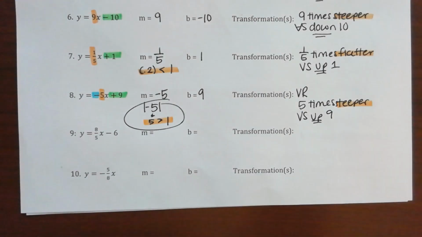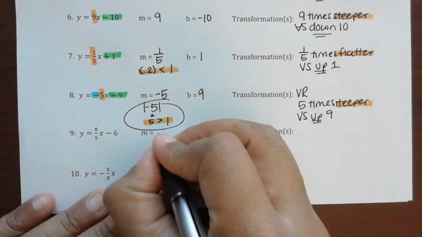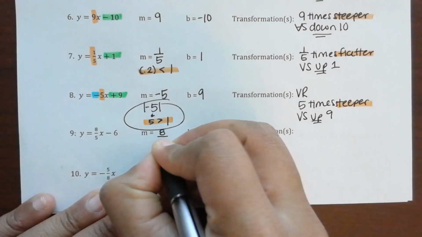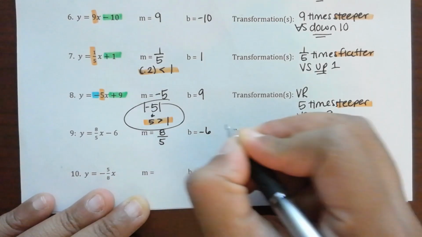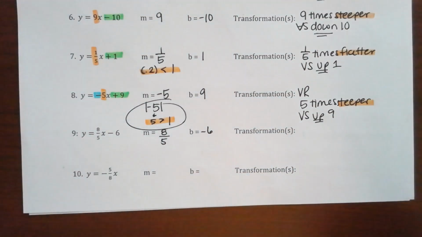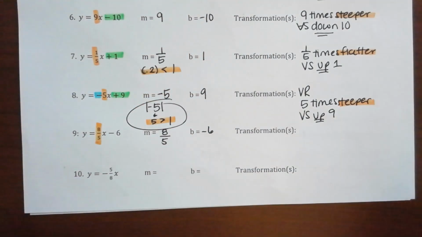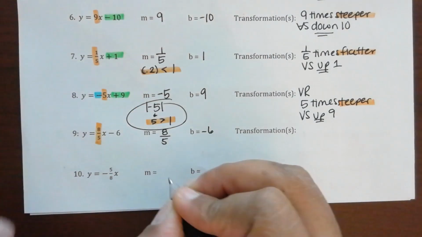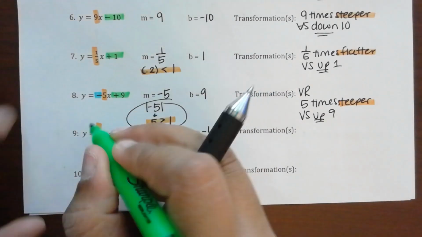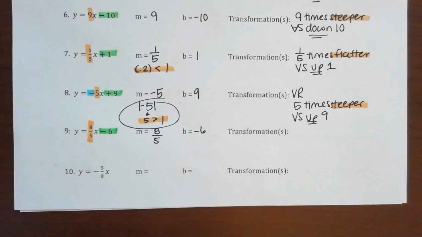Chill. Look at number 9. I have y equals 8 fifths x minus 6. Well, what's my slope? We'll start there. What's b? How many transformations do I see? Just 2. What's the first one? 8 over 5. So what question am I asking for that? Is it greater than or less than what? Is 8 over 5 greater than or less than 1? Greater than, because what decimal does it give you? 1.6.